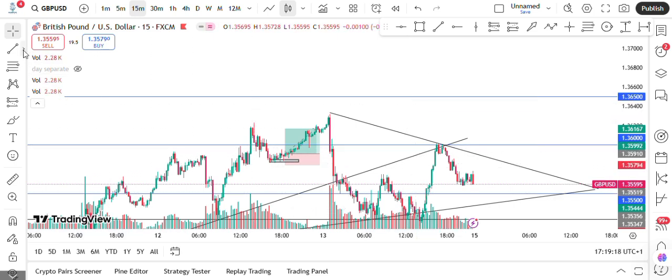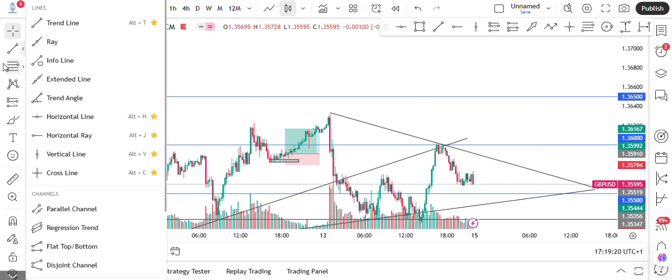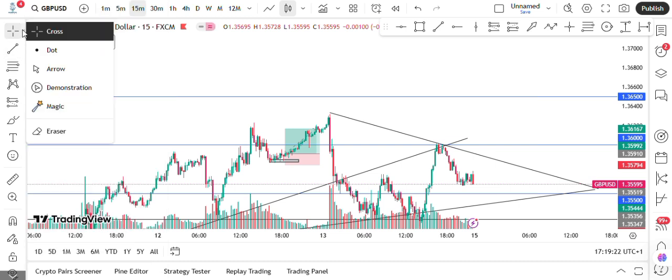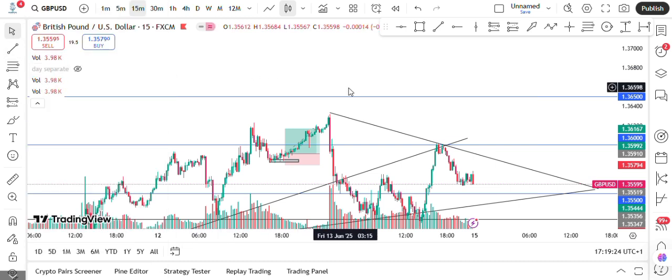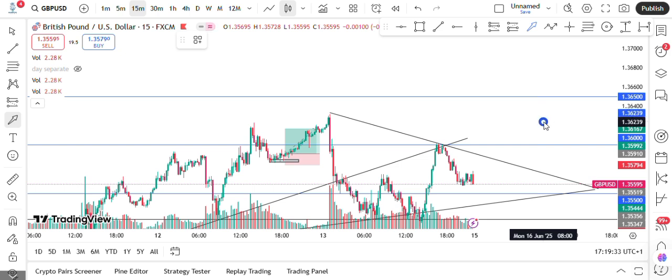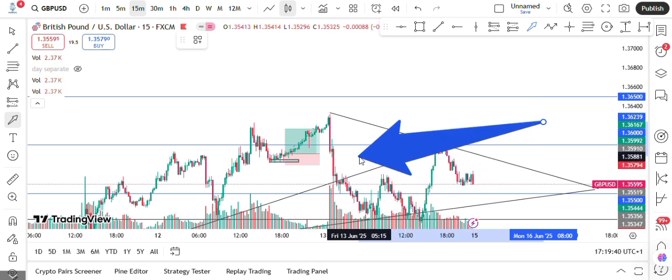So let me illustrate it very well so that you can see it. Let me get this arrow. So what do we do? Okay. This is a psychological level, this is a psychological level, this is a psychological level, and all that.